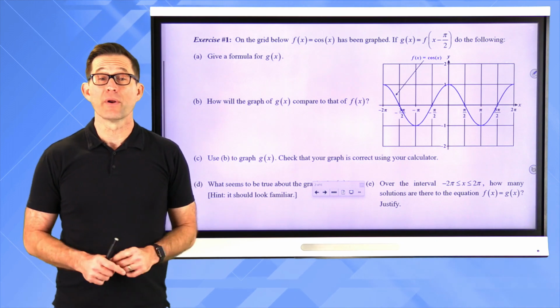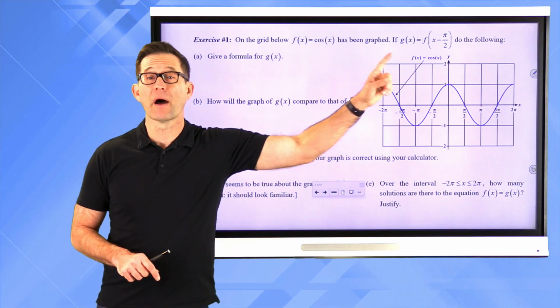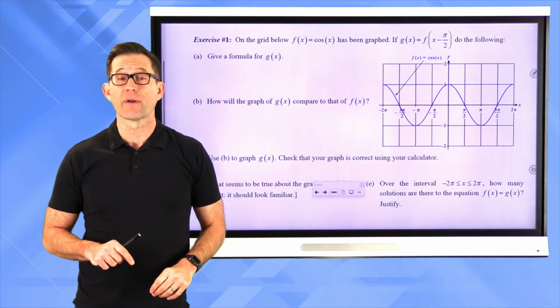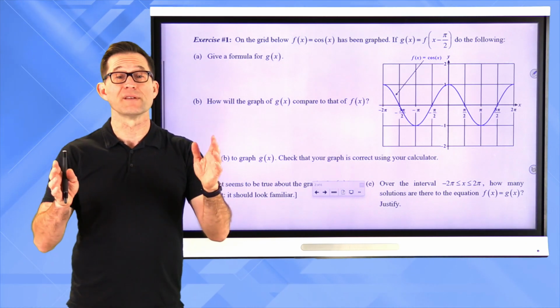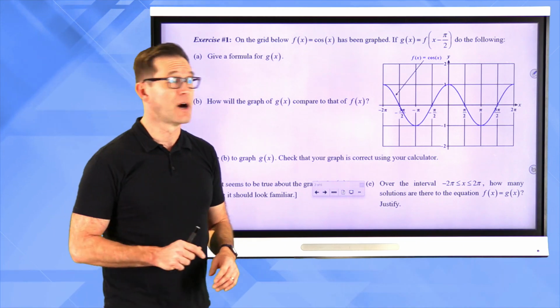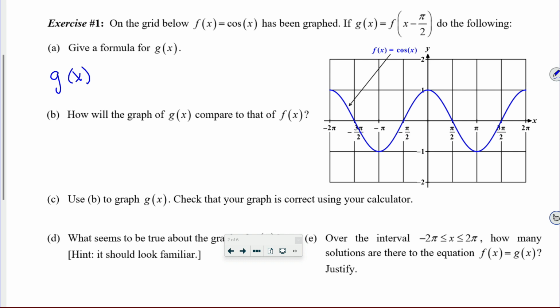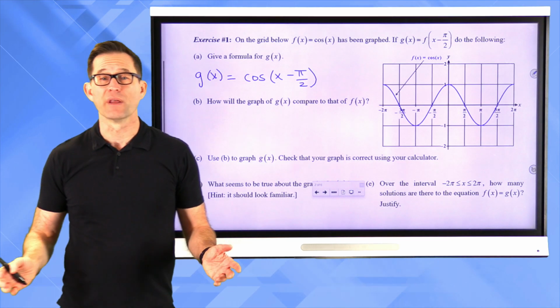Well, I say it should be pretty easy, but keep in mind that that minus pi over 2 should be inside of the parentheses for cosine x. Make sure that you don't have it outside of the parentheses, otherwise it's a vertical shift instead of a horizontal shift. But here we go, right? So g of x is going to be the cosine of x minus pi over 2. Awesome, so that's pretty easy.